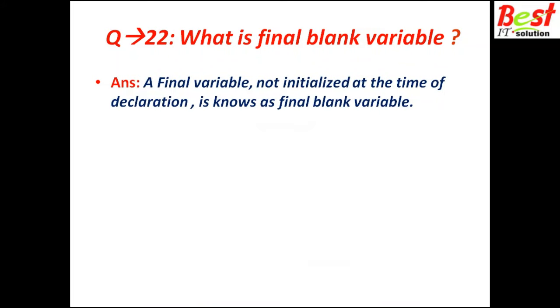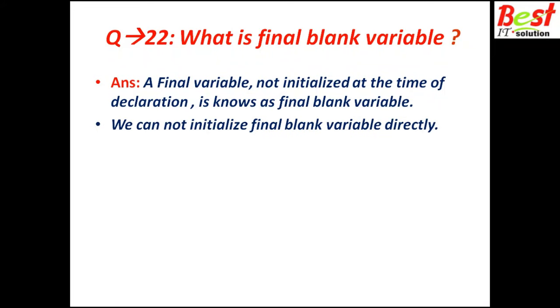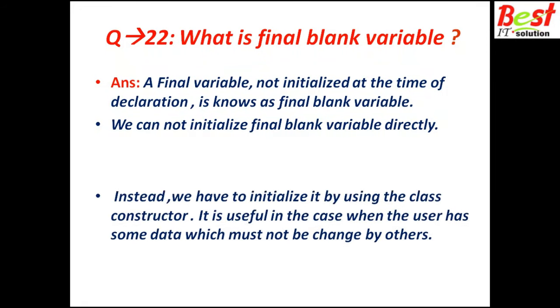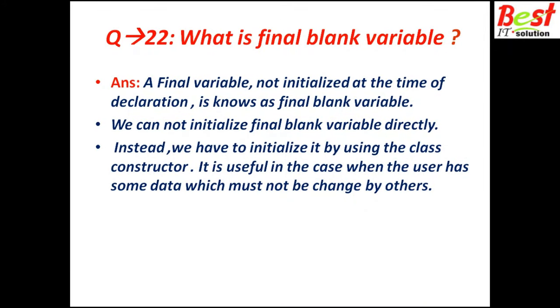What is final blank variable? A final variable not initialized at the time of declaration is known as a final blank variable. Generally, a final variable is initialized during creation, but one which is not initialized at the time of declaration is known as a final blank variable. We cannot initialize a final blank variable directly. Instead, we have to initialize it by using the class constructor.